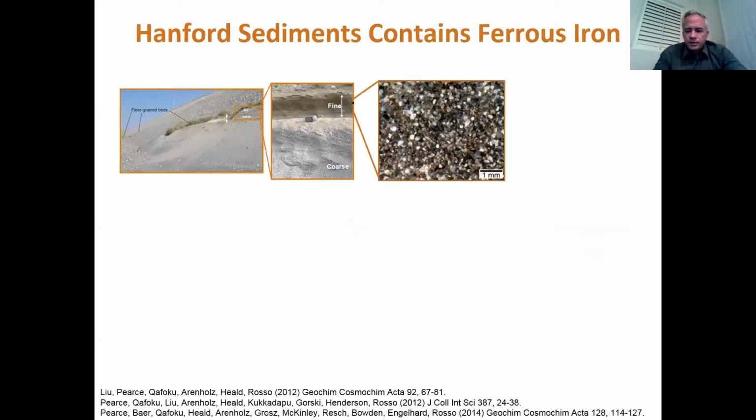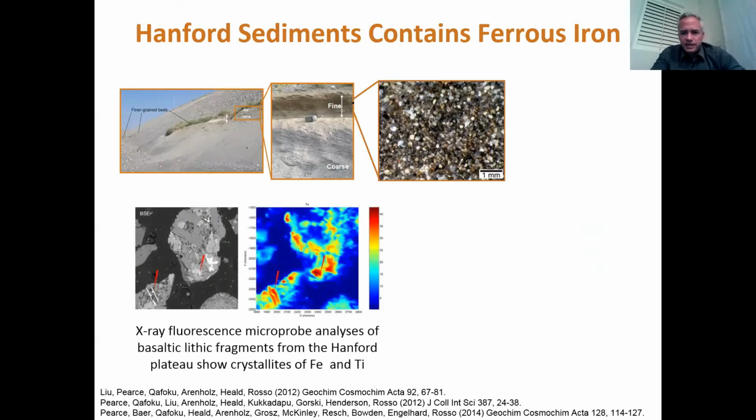We have done some work looking at these Hanford sediments, and this is kind of what they look like. And if you look at them with XANES, which Peter mentioned, and you map the particulates in that sediment body of the Hanford Formation, you find hotspots of iron, shown in red in that X-ray fluorescence map.